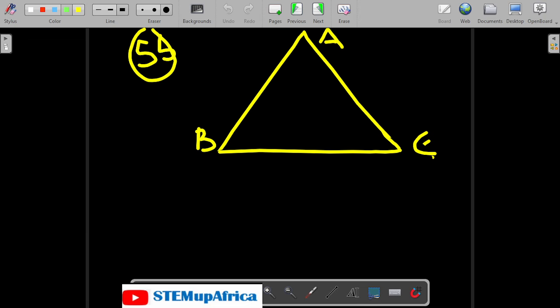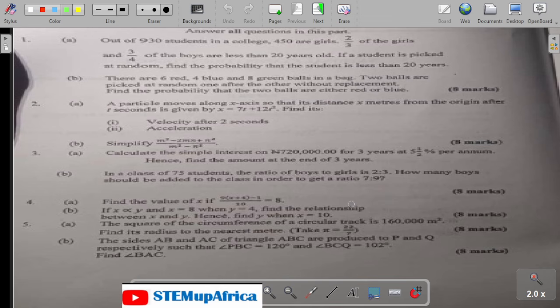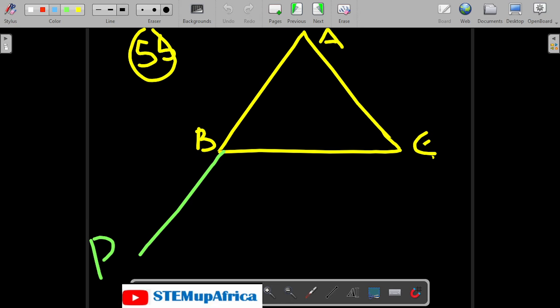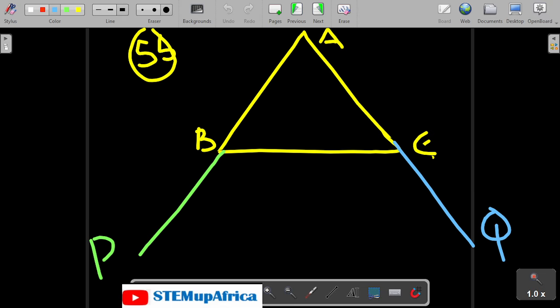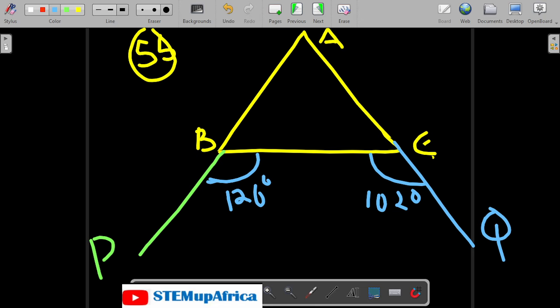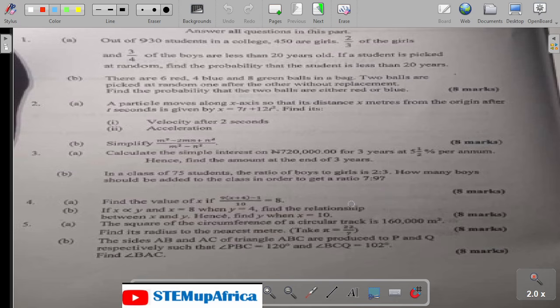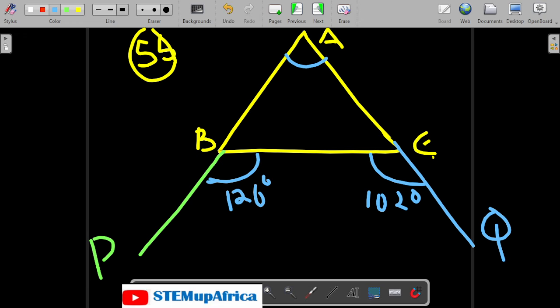Side AB, let me extend this one here, produced to P. And side AC is produced to Q. Then we are told that angle PBC is 120 and angle BCQ is 102. The whole of this angle is 120 and the whole of this angle is 102 degrees. So we are looking for this angle. You should find angle BAC. We are looking for that angle. So how do we achieve it?